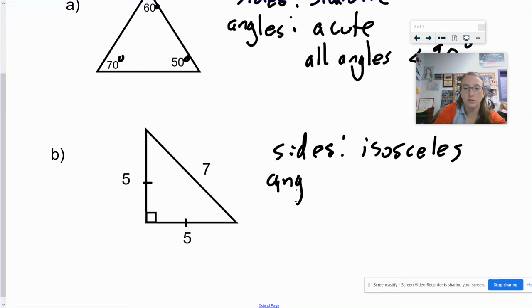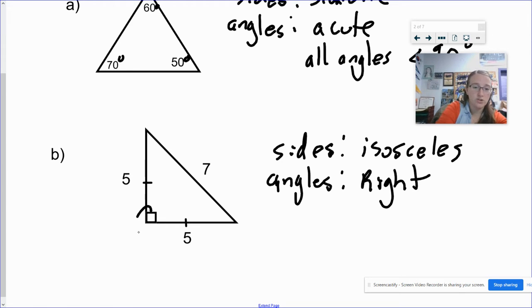And now by its angles, there's something special here that immediately tells us how we would classify this one by its angles. This is going to be a right triangle. Guaranteed to be a right triangle if it's got that little box, if it's got a right angle.